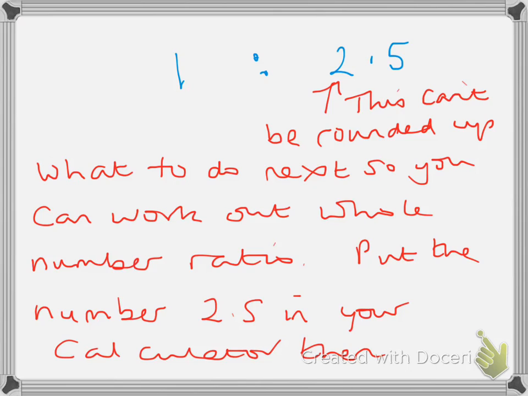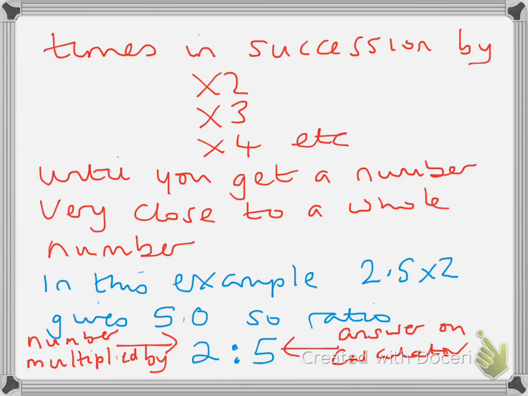What to do next then, so you can work out what the whole number ratio is. Put the number 2.5 in your calculator, then try in turn multiplying 2.5 by 2, or 2.5 by 3, or 2.5 by 4, etc. until you get the one that's nearest to a whole number. So in this example, we multiply 2.5 by 2, we find that that is 5.0, that's a whole number. So therefore we can say that the ratio is 2 to 5.